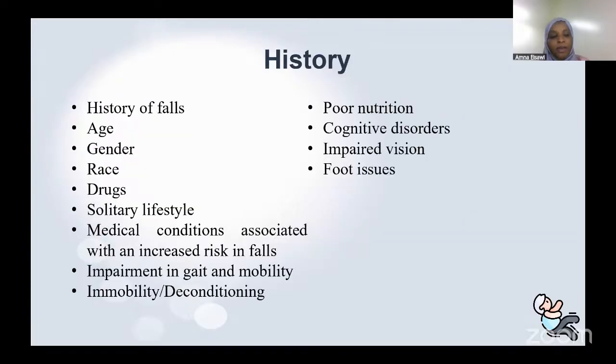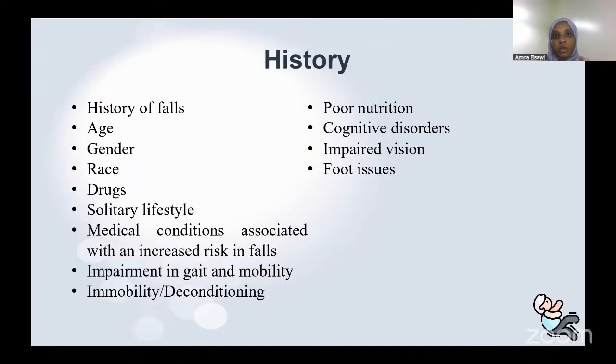Okay, we'll move on to the history and physical examination. So I'll talk briefly about some of the important points to keep in mind when taking the history of a patient who is either at an increased risk of falls or came with a fall. First of all, as we said, because history of falls is a very important risk factor, we would want to ask about this first.